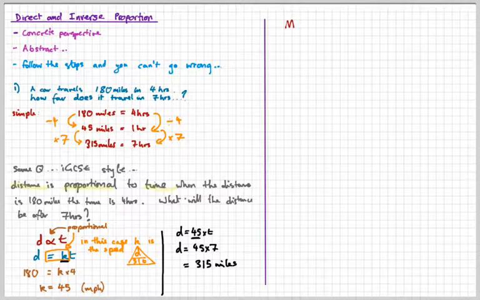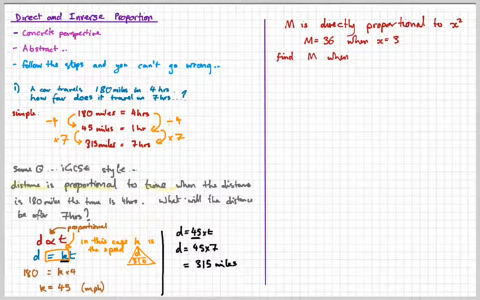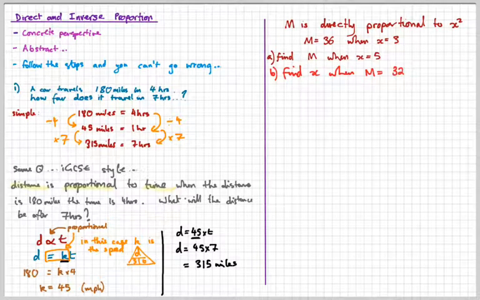So here is a more abstract question. M is directly proportional to x squared this time. M is 36 when x is 3, and the questions are A, find m when x is 5, and B, find x when m is equal to 324. Sorry, I said 32 before. If you would like to pause the video now, maybe have a go. Otherwise, watch the first bit and then pause the video.